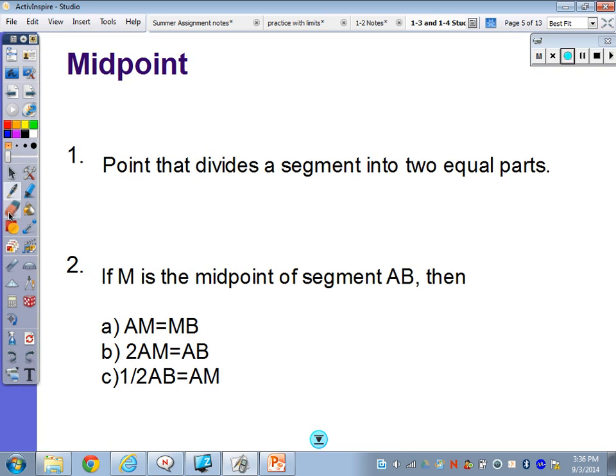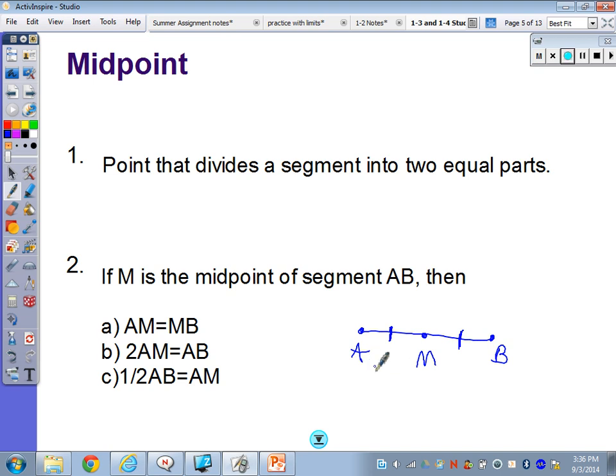So if I explain this a little bit more, right? If I have one segment, AB, and M is the middle, how we generally show it is we put the tick marks, or they'll tell you M is the midpoint. If it just looks like it's in the middle, that's not enough information. They either need to tell you it's the midpoint, or they need to show the tick marks like this to show that it's the midpoint.